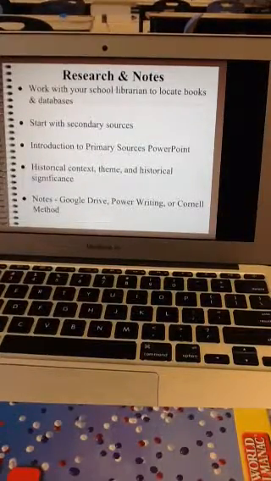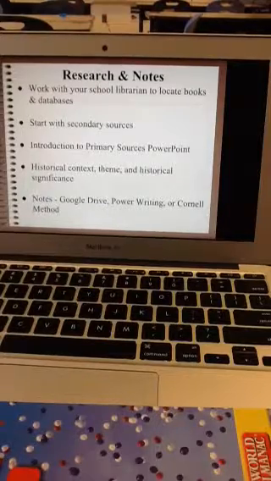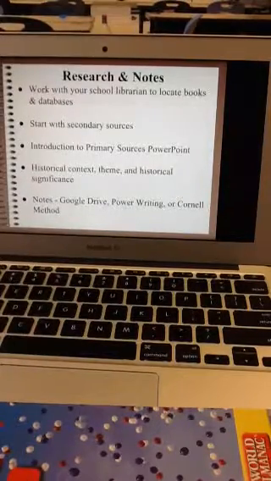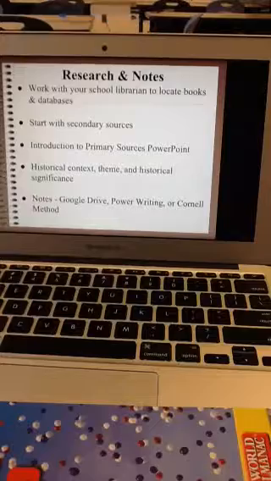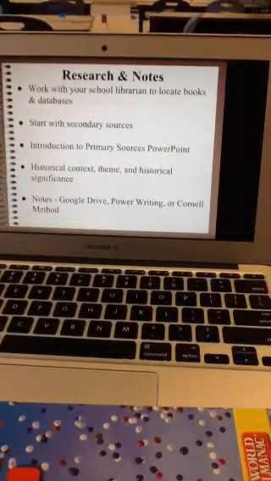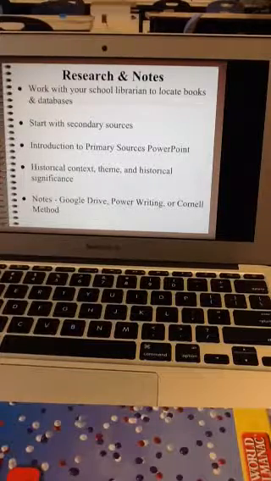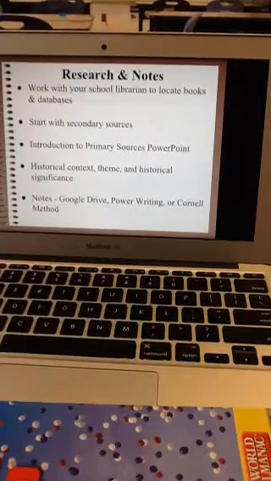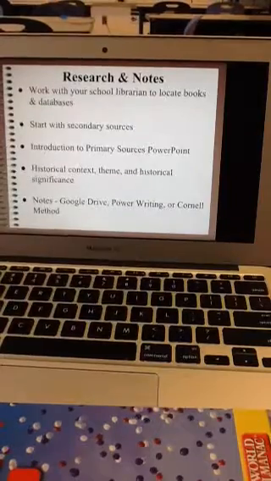Some ways to organize your notes include, I use Google Drive with my students. I actually have them create a folder, and I have them create documents, for example, research notes. I have them do a historical context. I have them do a theme notes. I have them do a working annotated bibliography. So again, it's up to you and how you want to structure it.